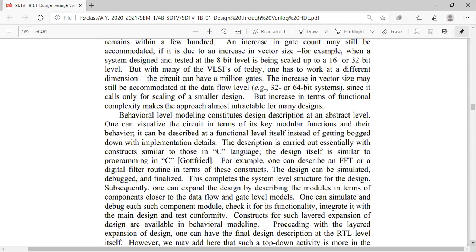One can visualize the circuit in terms of key modular functions and their behavior. It can be described at the functional level itself instead of getting bogged down with implementation details.